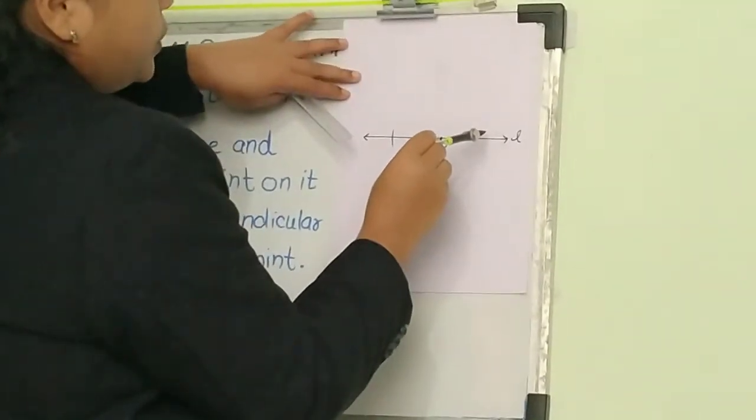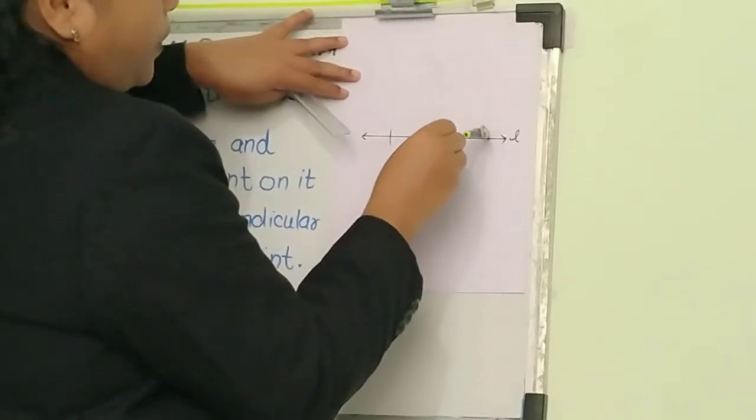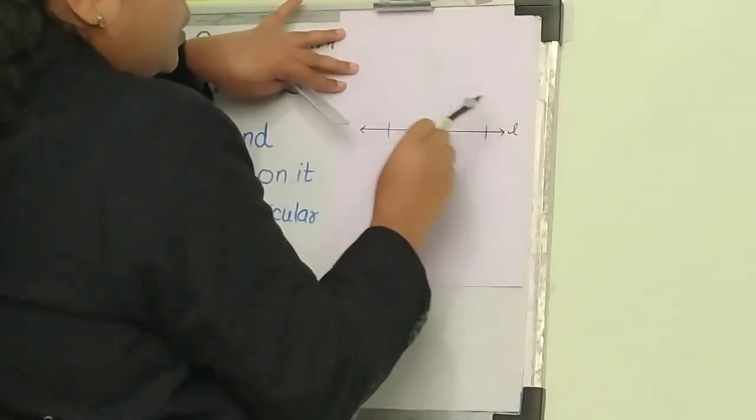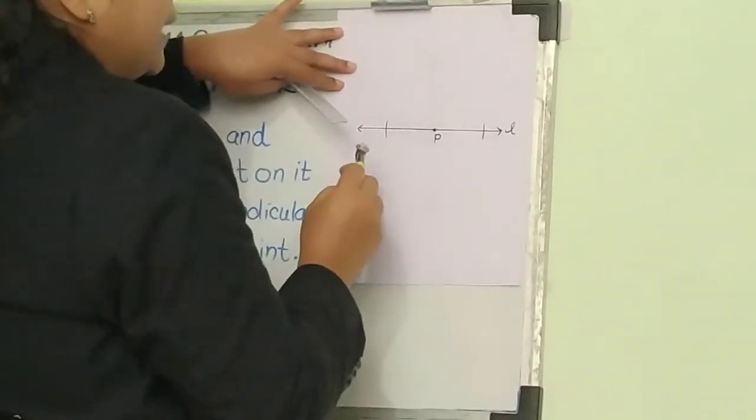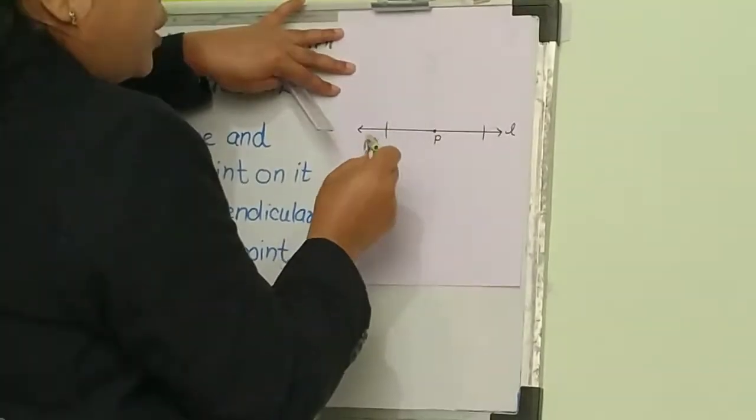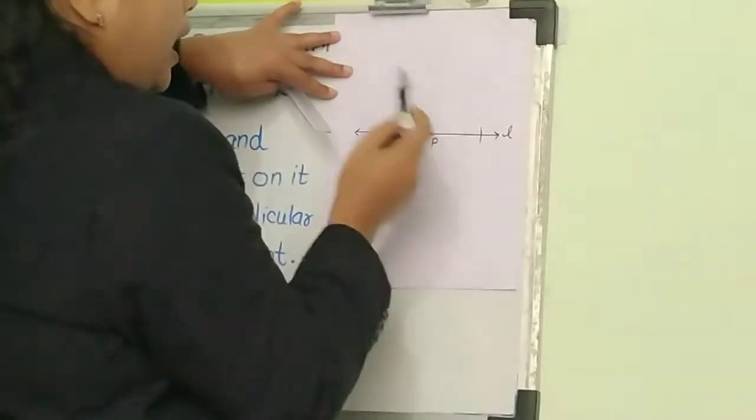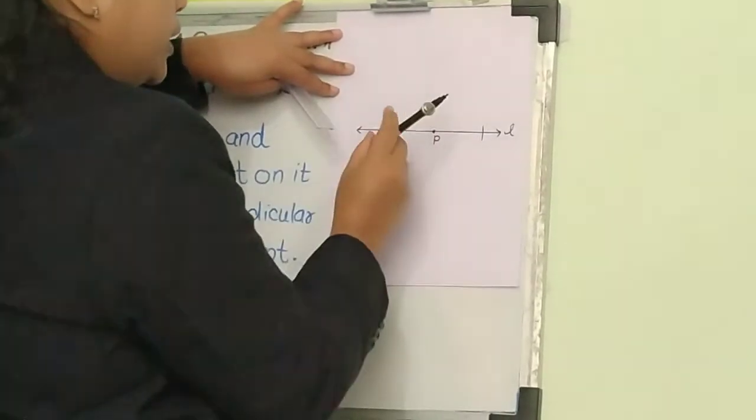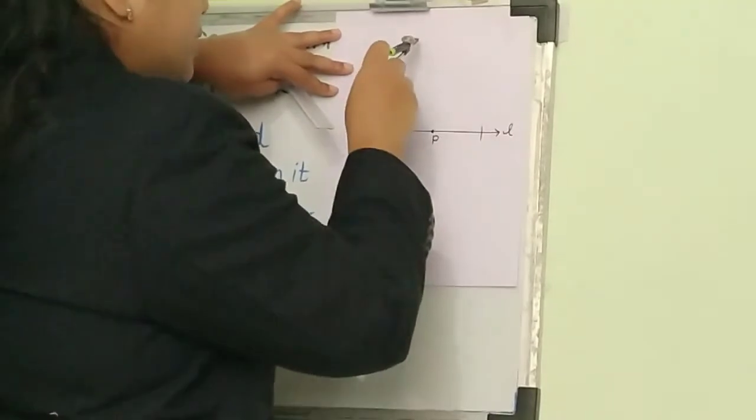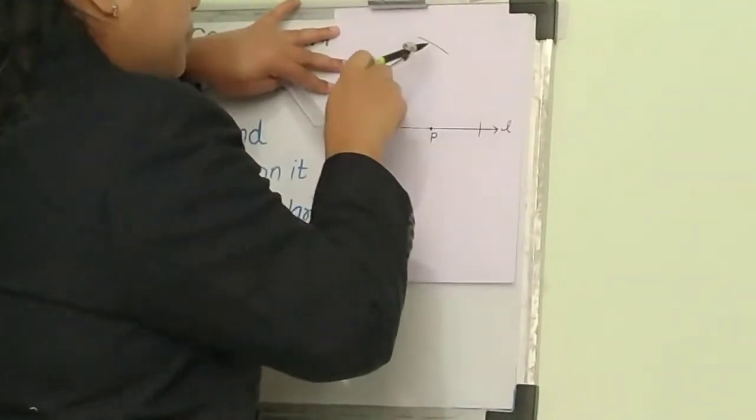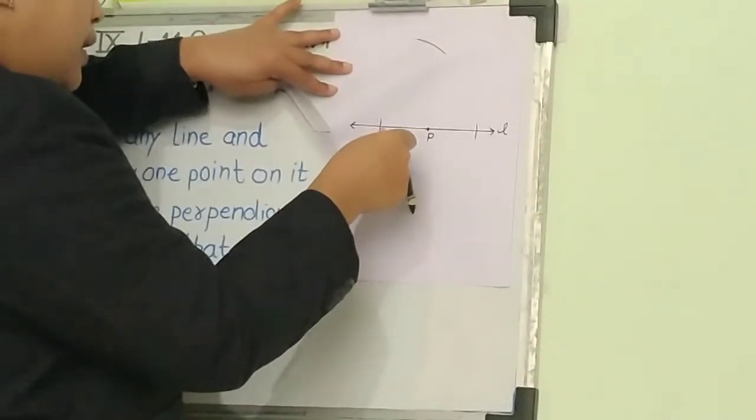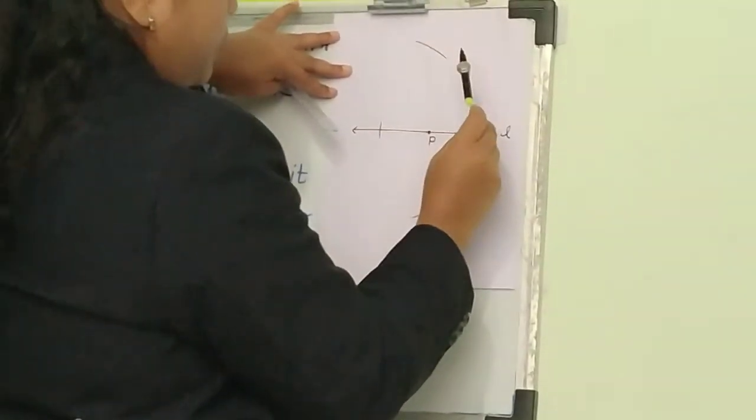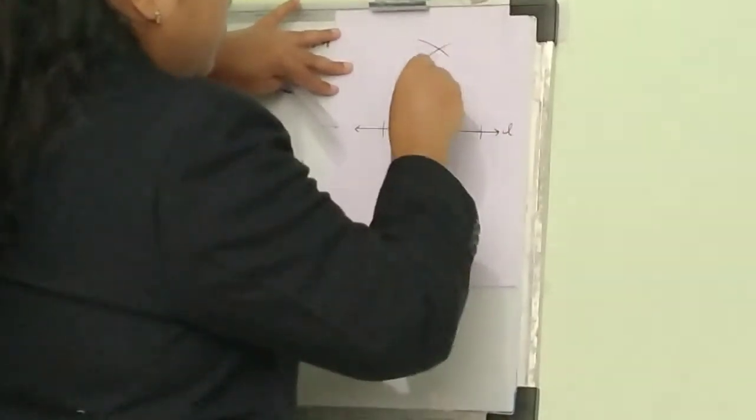So here we are going to draw the two arcs from point P on both the sides of the given line. After that, from this marked arc we are going to take again some fixed distance in our compass, and from these two arcs we have to draw an upside and downside arc. Here, from here also, and from here also.